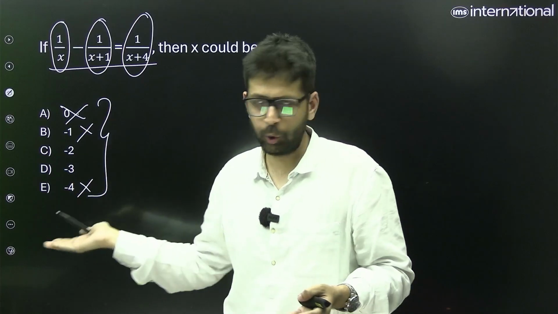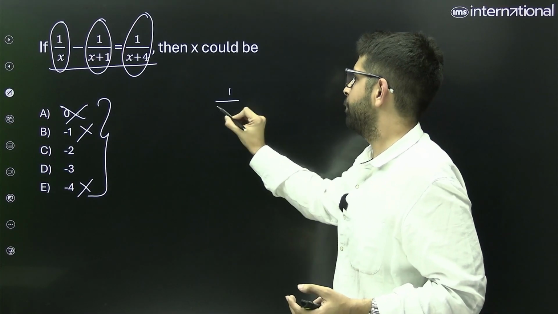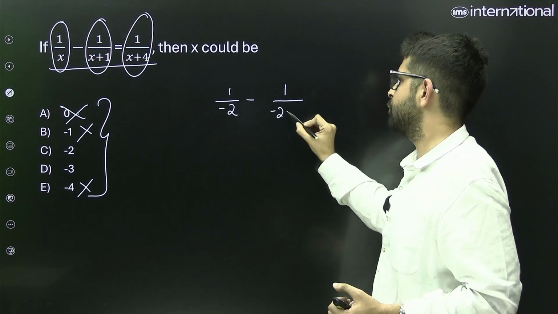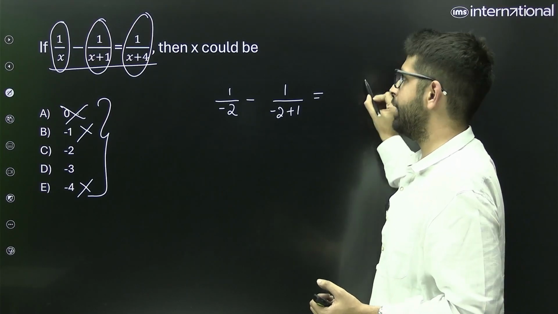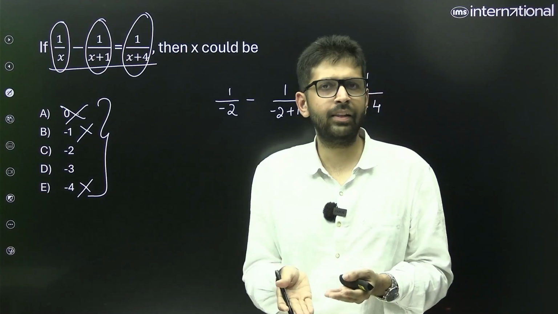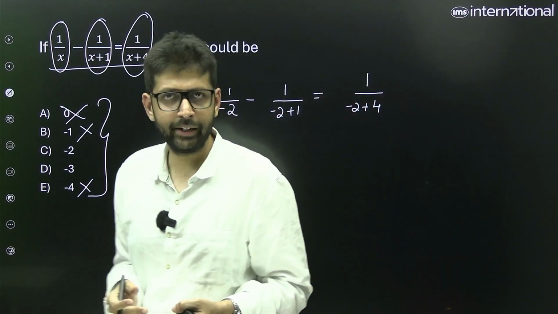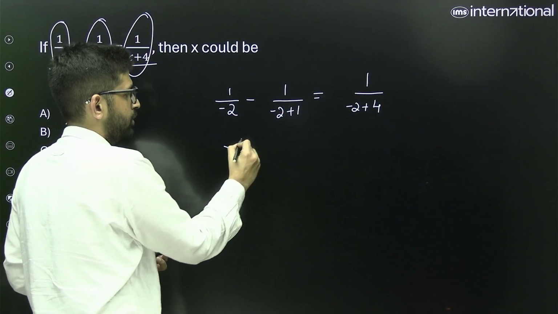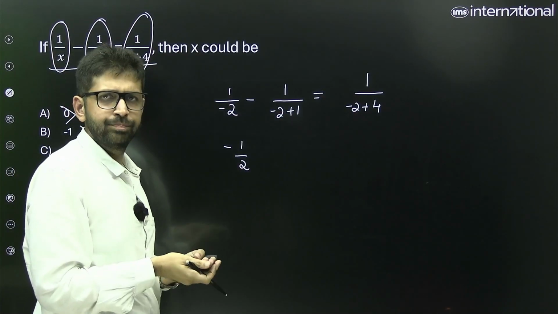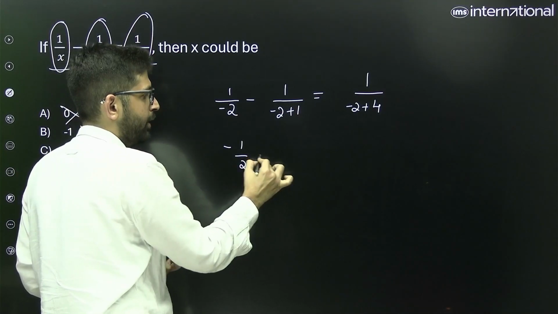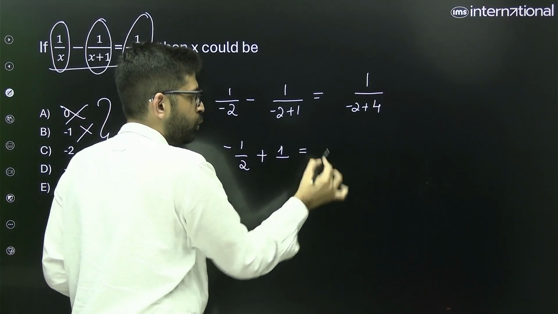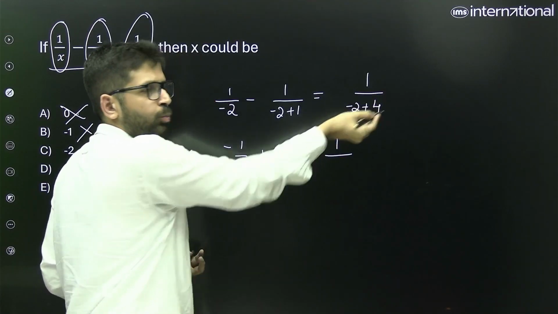I'll start with -2. So, 1 upon -2 minus -2 plus 1 should be equal to 1 upon -2 plus 4. I've done nothing but just plugged in the values of x, right? Now, what would be this? This is -1 by 2. Now, -2 plus 1 is -1. And there's already a negative sign outside, so therefore this would become plus 1. Should be equal to 1 upon -2 plus 4 is what?